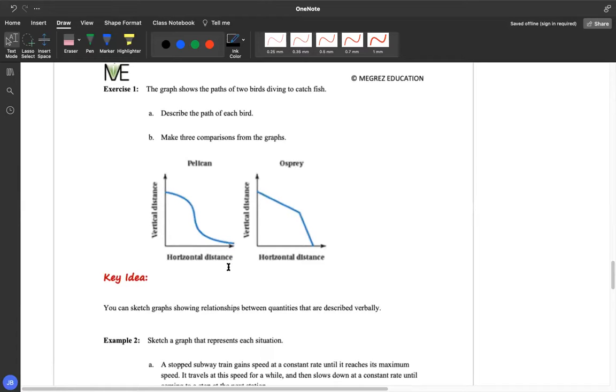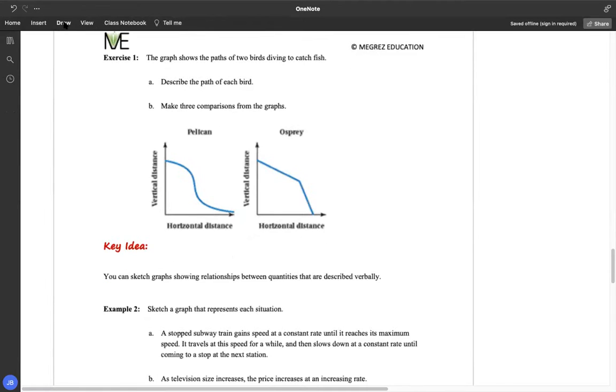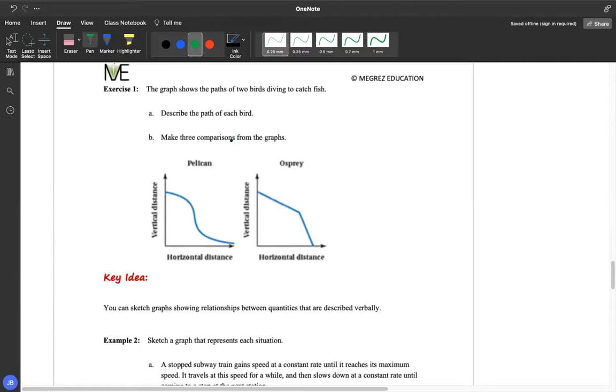The graph shows the paths of two birds diving to catch fish. Describe the path of each bird. So A says, describe the path of each bird. Let's see. Alina, since you did A last time, we'll let somebody else do it, and then you can help us make a comparison. Okay. Let's see. Andy, do you want to help describe the path of each bird?